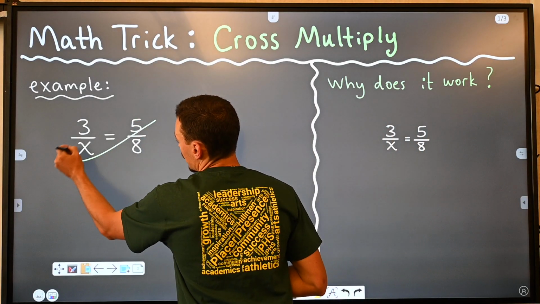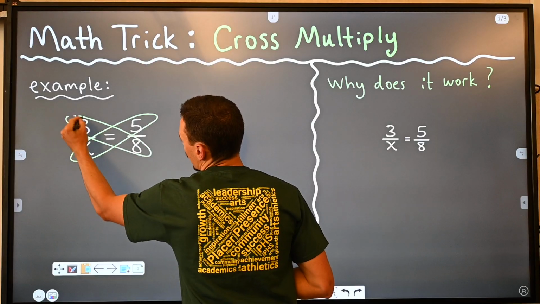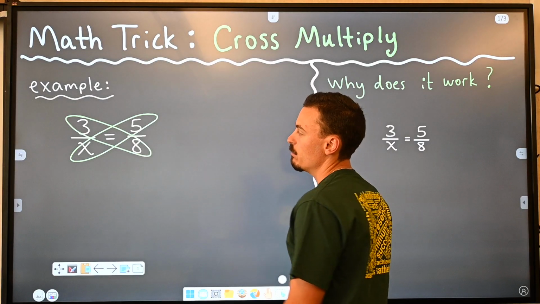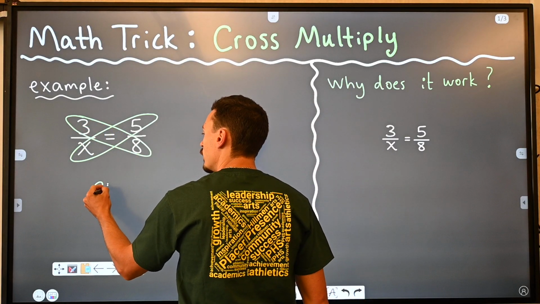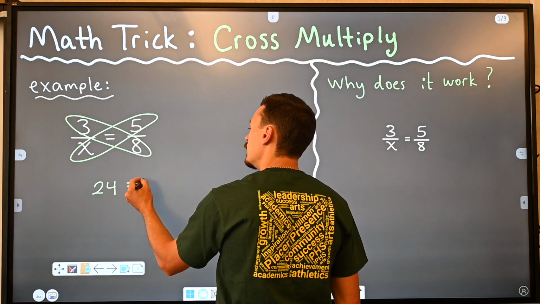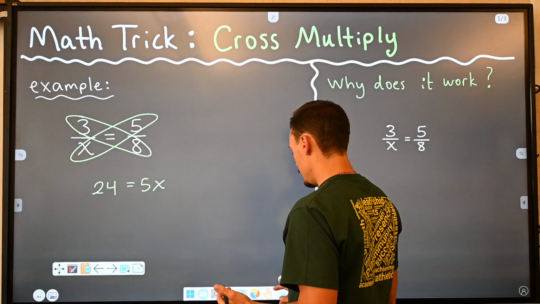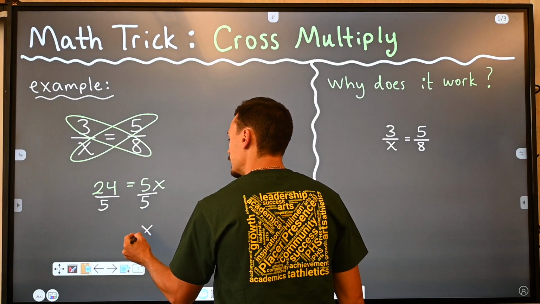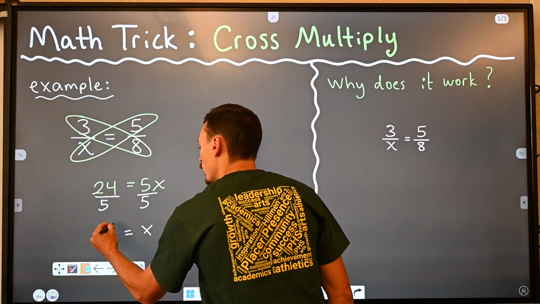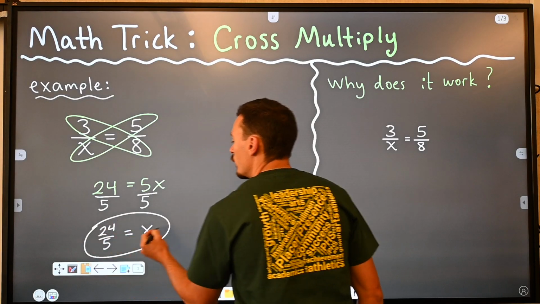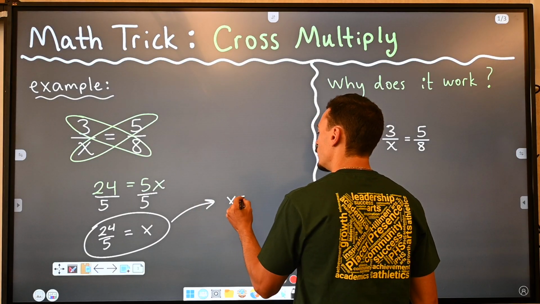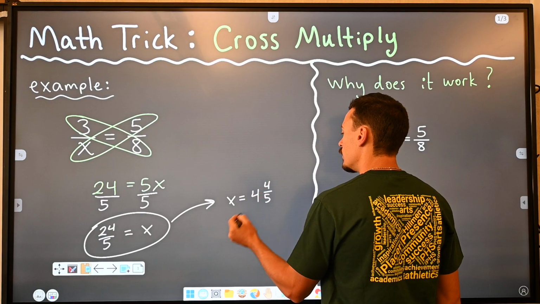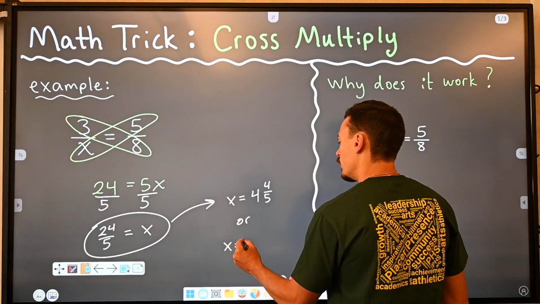So cross multiply looks like this. We take the factors that are across from each other, make some little butterflies, some teachers call it the butterfly method, and we multiply. So 3 times 8 is 24, and x times 5 is 5x. And then we divide by 5 here to solve for x. We get x equals 24 over 5. If you remember from previous lessons, 24 over 5 is equal to 4 4/5, or 4.8.